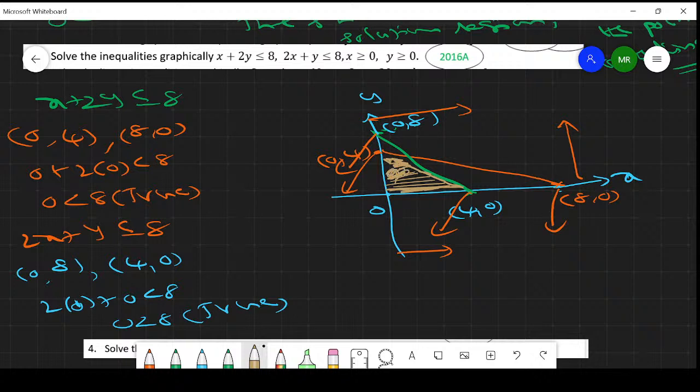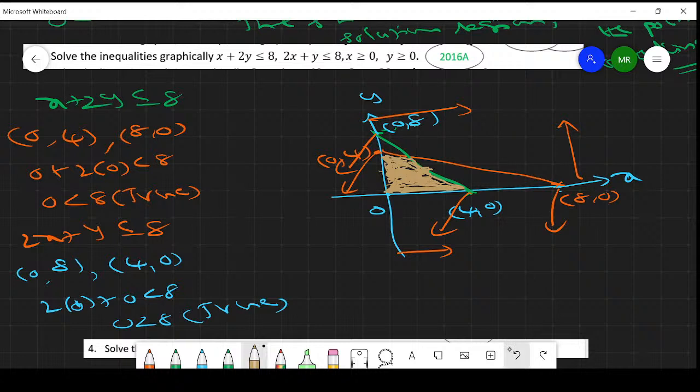The shaded region in between the lines. Important, always remember, you should not forget to write the scale, otherwise you lose 1 mark. These are rough diagrams, but the shading goes in between the lines only. This is the shaded region.